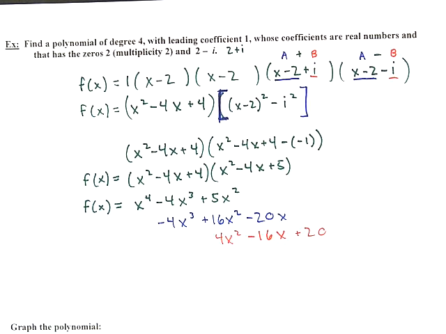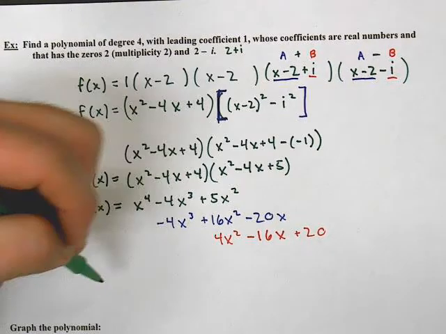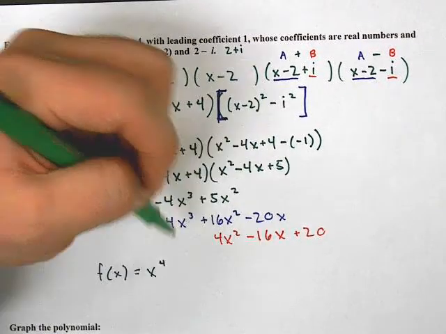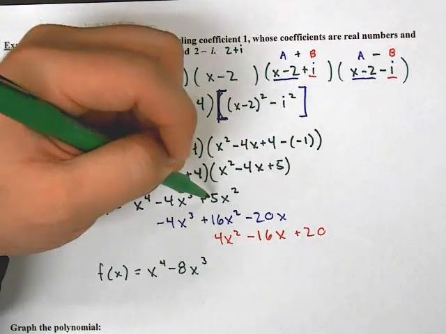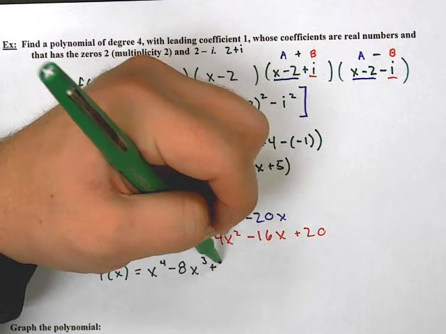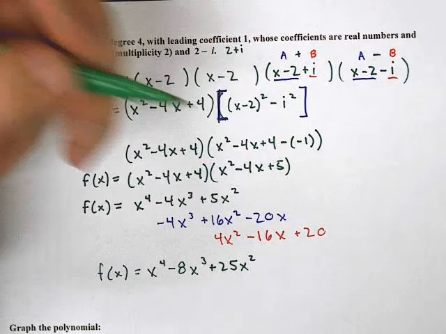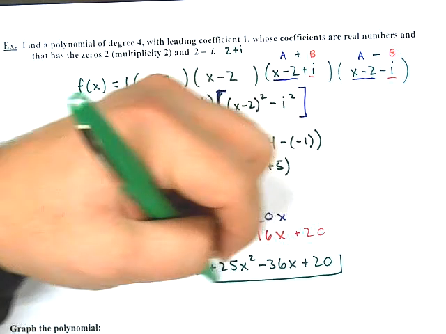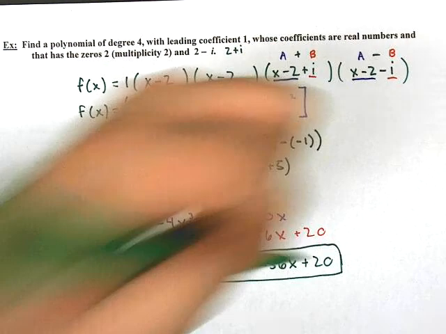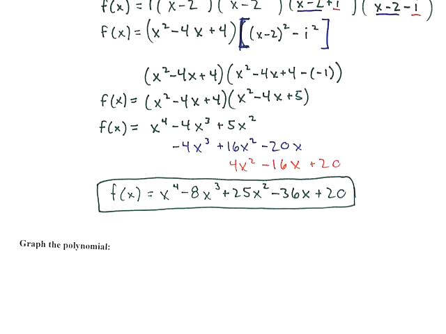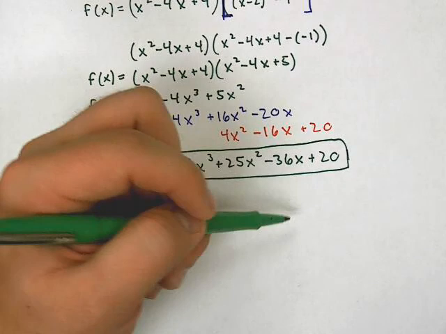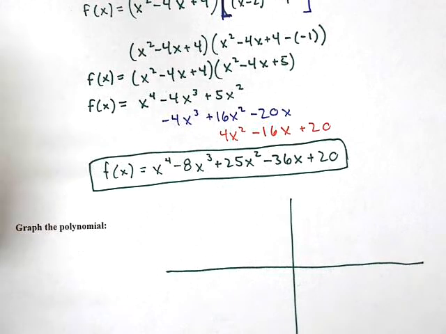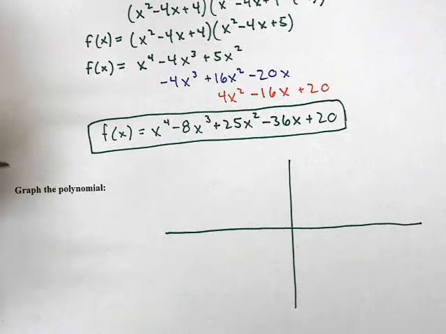All right, so when we combine everything together, we get x to the fourth minus 8x cubed, plus 25x squared, minus 36x plus 20. All right, the last thing we have to do is graph it. We can do this. We use all of our hints. We've been doing this. We know how to do this. We know that we have a y-intercept at 20, correct?